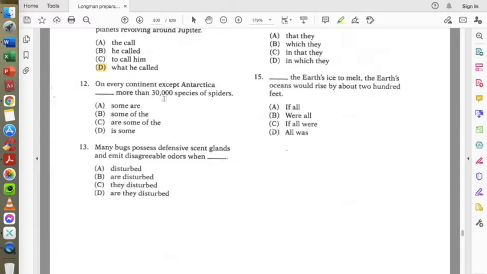Number 12, on every continent except Antarctica, blank more than 30,000 species of spiders are some of the more than. So we need a verb here, on every continent except Antarctica, there are some of the more than 30,000 species of spiders. If there are 30,000 species and we've got plural continents, plural spiders, we want to use a plural verb here. B doesn't have a verb. Some are, that's going to start a new subject and verb, so that won't make sense after the subject, the continent except Antarctica. C is correct.